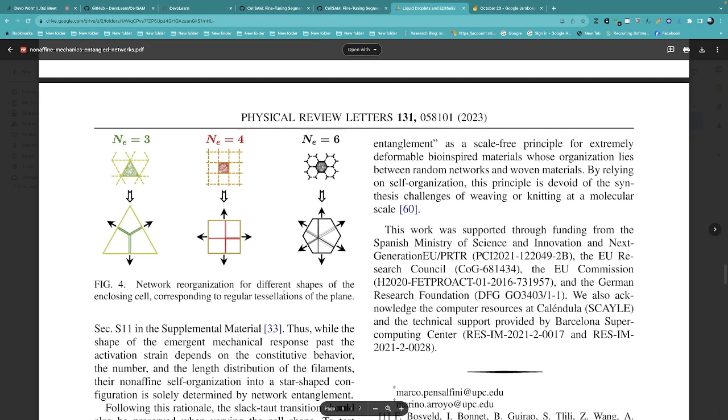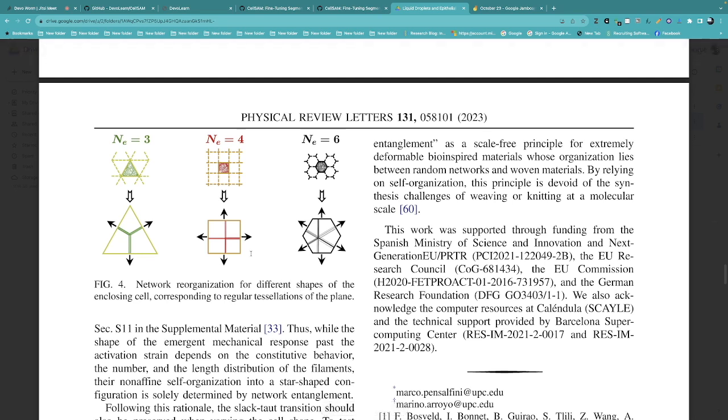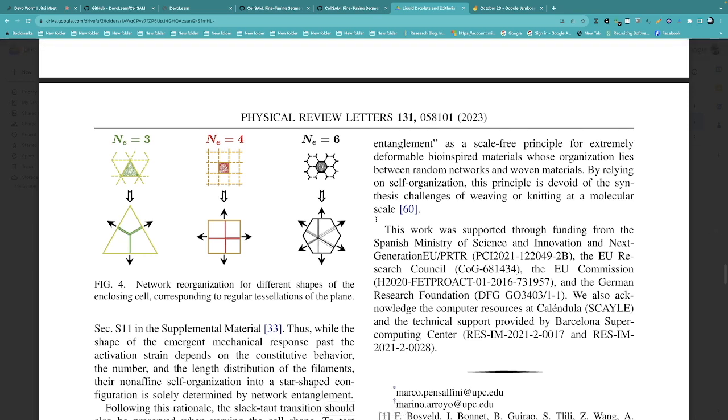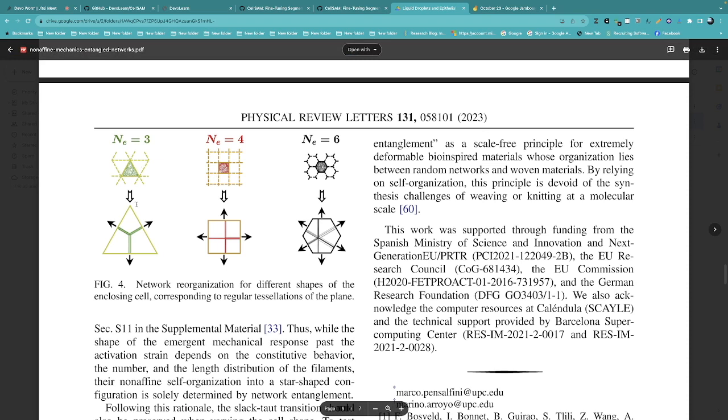This corresponds to regular tessellations of the plane. So this is where we kind of get towards the tensegrity aspect of it. So you're looking at these different shaped cells. So this is the enclosing cell. This is a triangle. So NCB is the number of vertices that you have in this enclosing cell. If you have this triangle, you end up with this kind of network of intermediate filaments, and it looks roughly optimal to this triangular shape, and they're bundled together in a very sparse network.